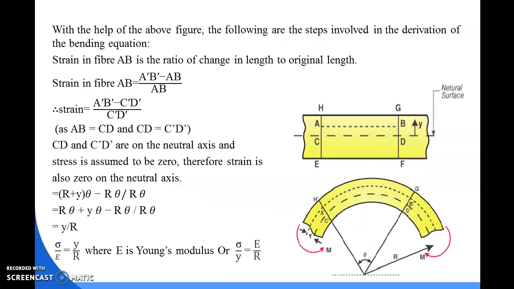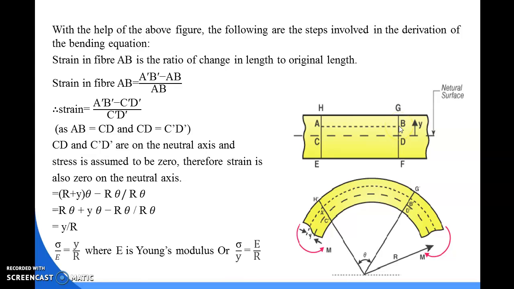So now comes the derivation part. With the help of this figure, first of all, we need to know what changes occur in the beam due to the moment. So you can see, before we apply the moment, the original shape of the elementary section is AB. That means the length is equal to AB. You can see here.